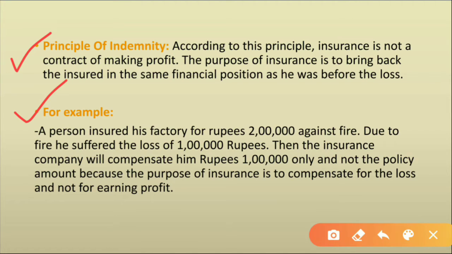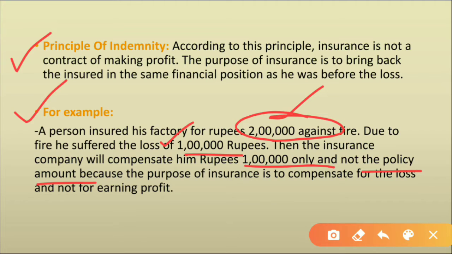A person insured his factory for rupees 2 lakh against fire. So a person has done the insurance of his factory and it is of 2 lakh. Now it's against fire, so he has taken fire insurance. Now due to fire he suffered the loss of 1 lakh rupees. He has taken the fire insurance policy of 2 lakh, but he has suffered the loss of 1 lakh. Then the insurance company will compensate him rupees 1 lakh only and not the policy amount.